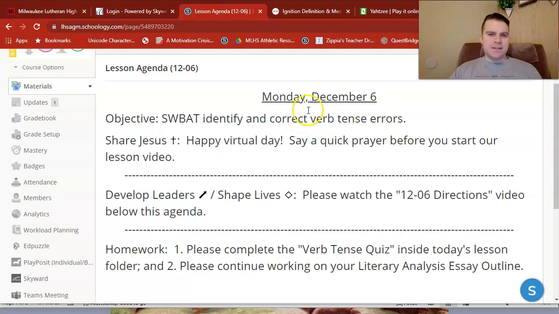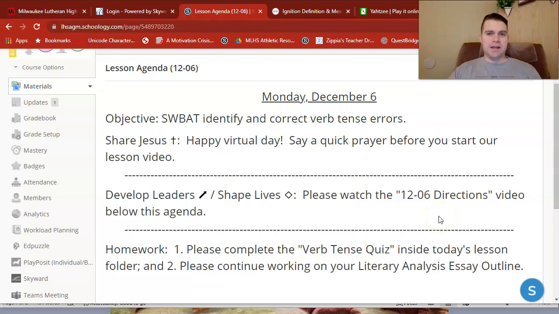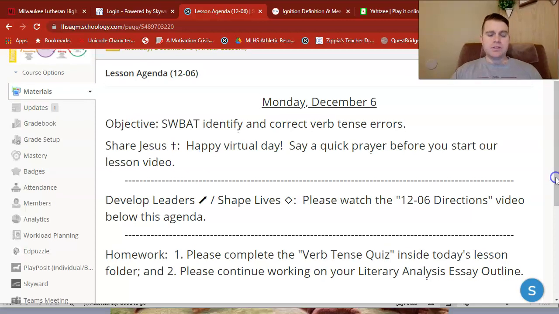Looks like a bit of a slim lesson folder. That's because I know you guys are still working on your literary analysis essay outlines, so I'm going to try to keep work to a minimum today, as I know you're working on your own. We'll talk more about that towards the end of this video. We're just continuing our lesson from Friday. Neither of my classes quite finished verb tense on Friday, so today's about identifying and correcting verb tense errors.